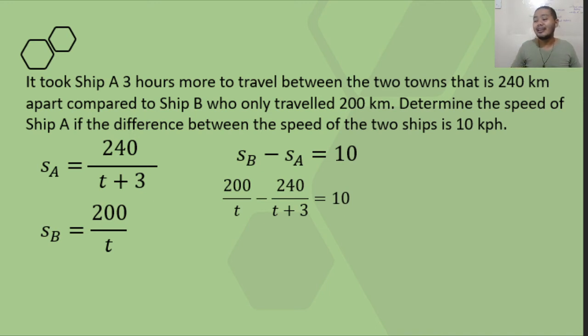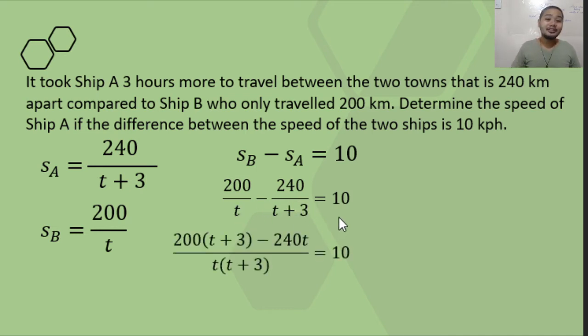Okay? Ngayon, how are we going to solve a rational equation? Ang gagawin ko niyan dito is, simplify ko muna yung nasa left side ng equation natin. How? So, multiply ko yung 200 by t plus 3. Multiply ko yung 240 by t. Tapos, yung doon sa denominator naman, I'm going to multiply these two denominators. As you can see on our screen.